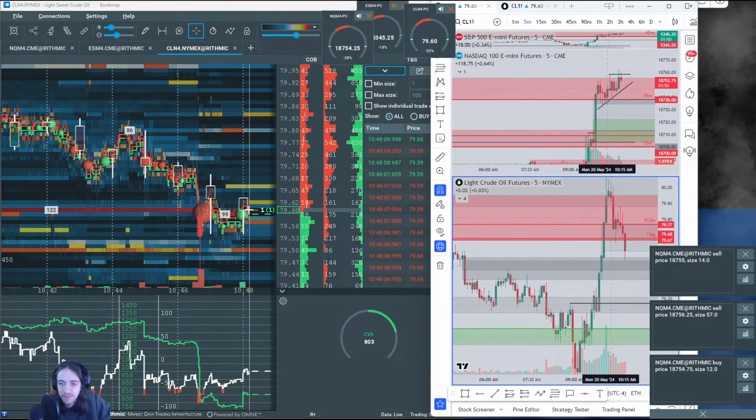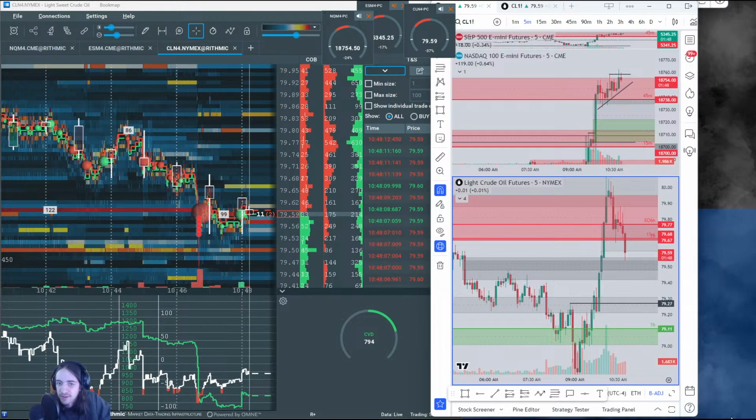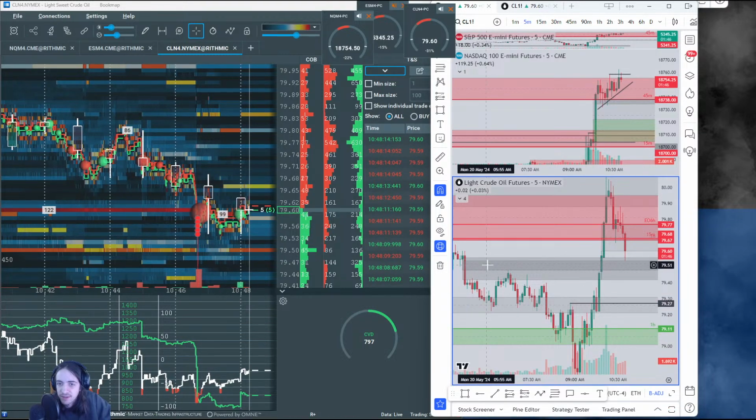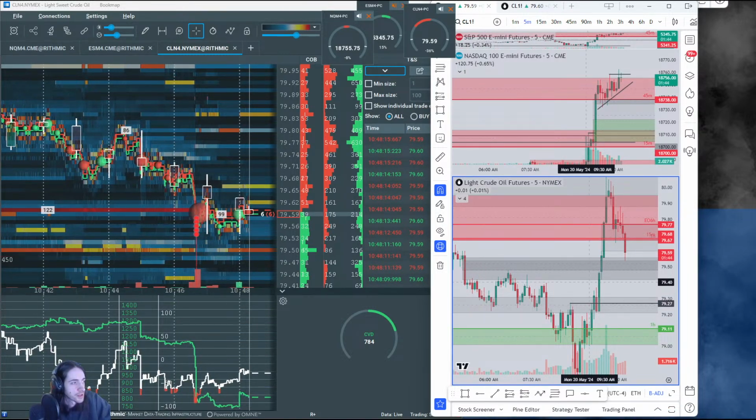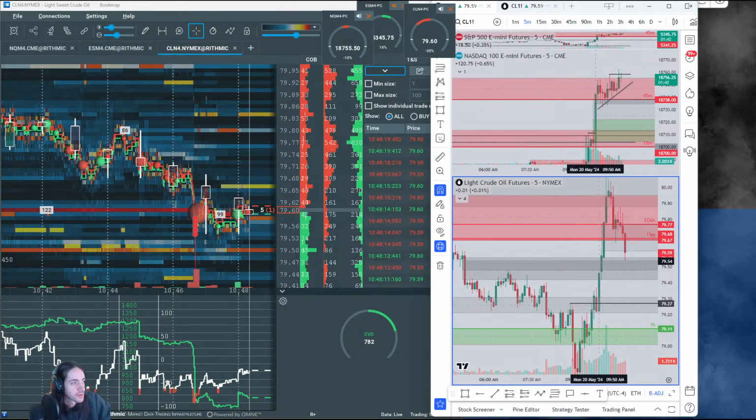Alright, let's see if sellers want to step in again on crude here. Do have to be careful. We're hitting some key areas right here. Very strong area.